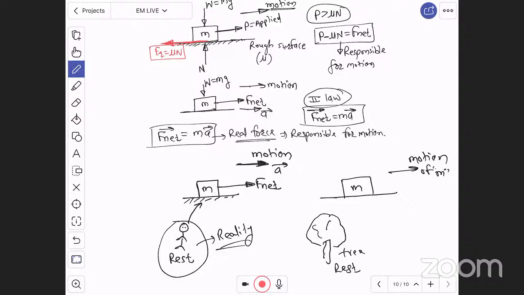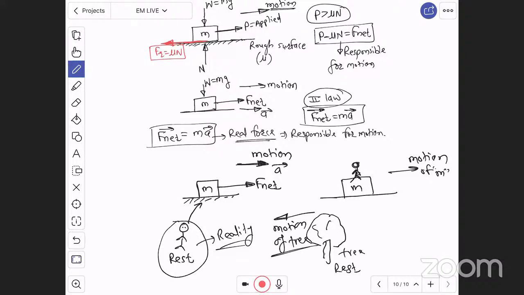Now what did you do? You went and sat on the mass. Now you are sitting on the mass. If you sit on the mass and look, what will you feel? Tree is going back, motion of tree. What will you feel? Tree is moving towards left.